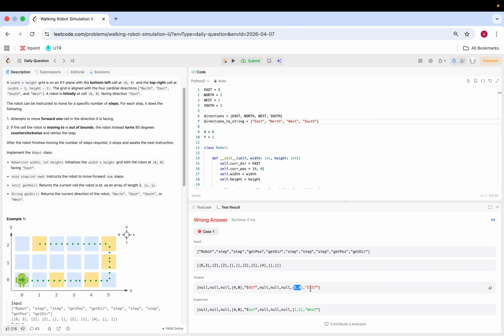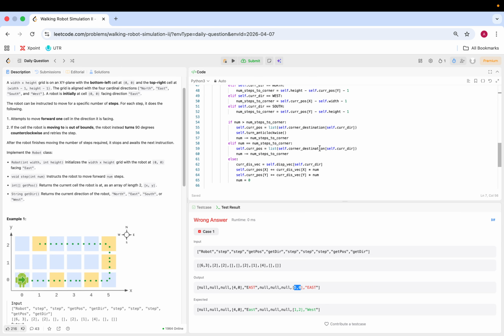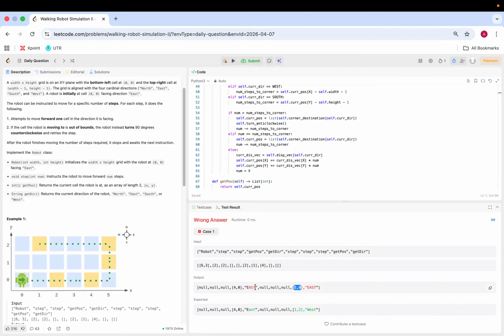So I said 5, 0. Wait, did I not change directions there? Because I reached the end of the... No. Okay, I do think I have a bug, actually, but I wouldn't have expected it to happen here.